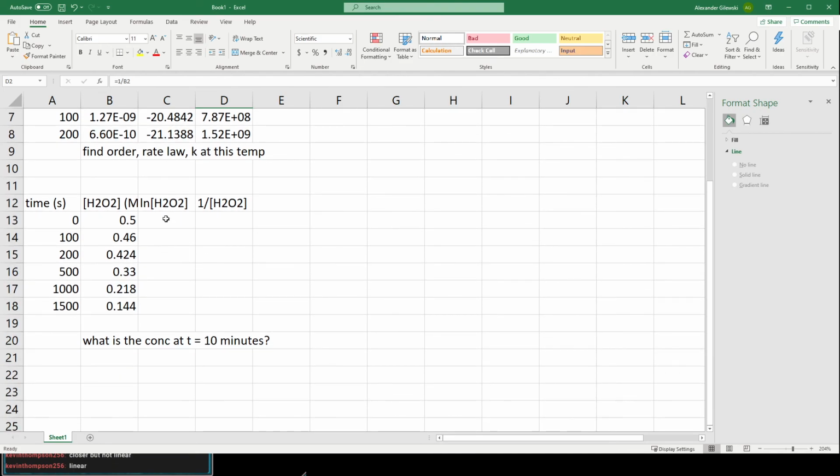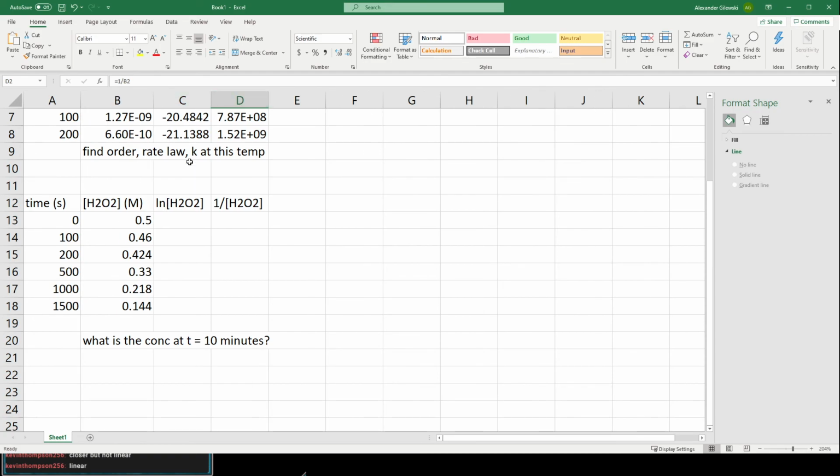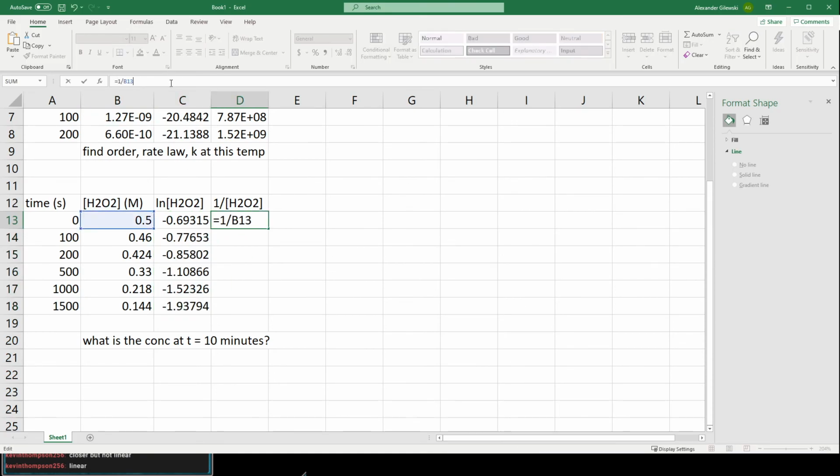All right, so here's another one. Let's see what the concentration is going to be at 10 minutes for this. I have our time and our concentration data that we gathered from our lab experiment. Doing the same thing, this is going to be equal to the natural log of B13, in this case, and stretch that down. And let's go ahead and do this one too. It was 1 over B13.